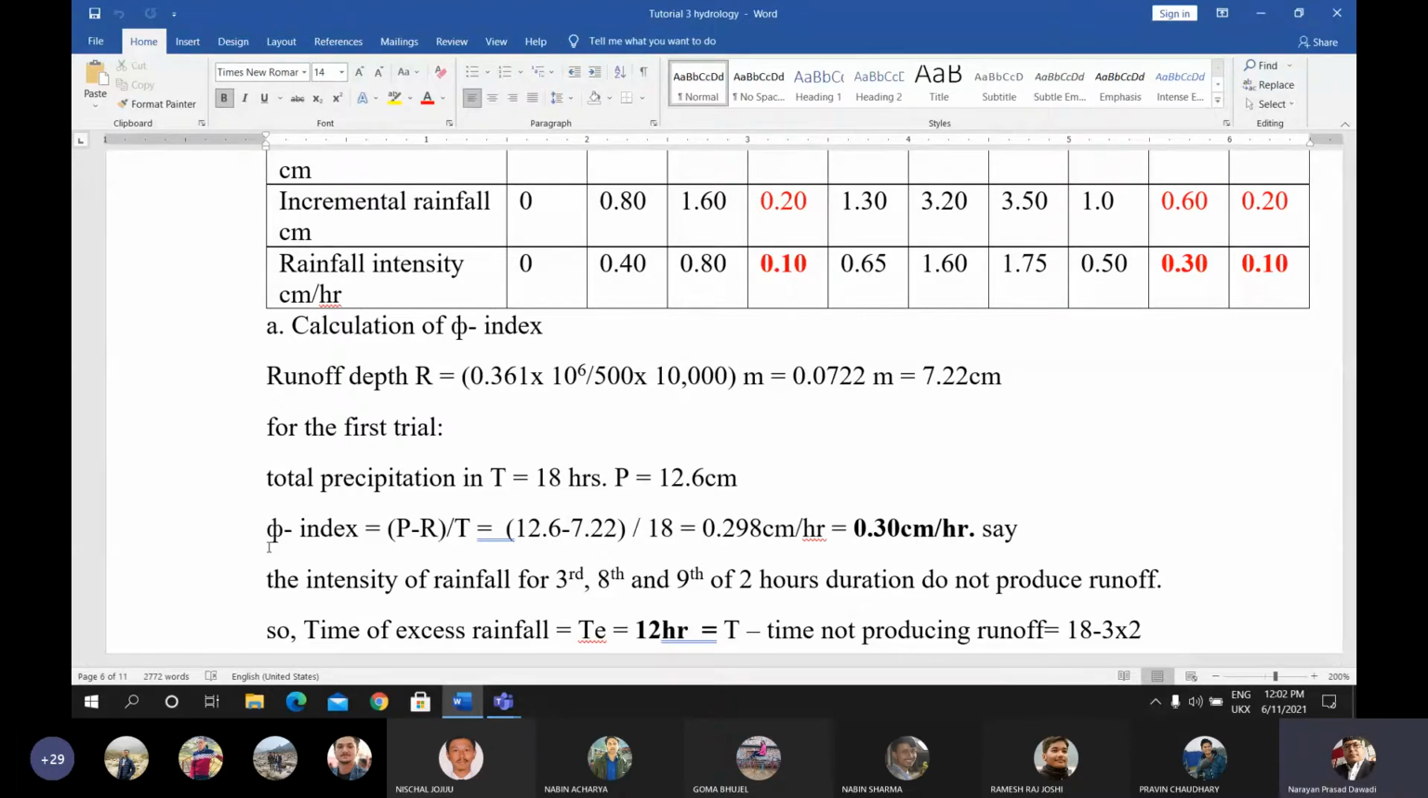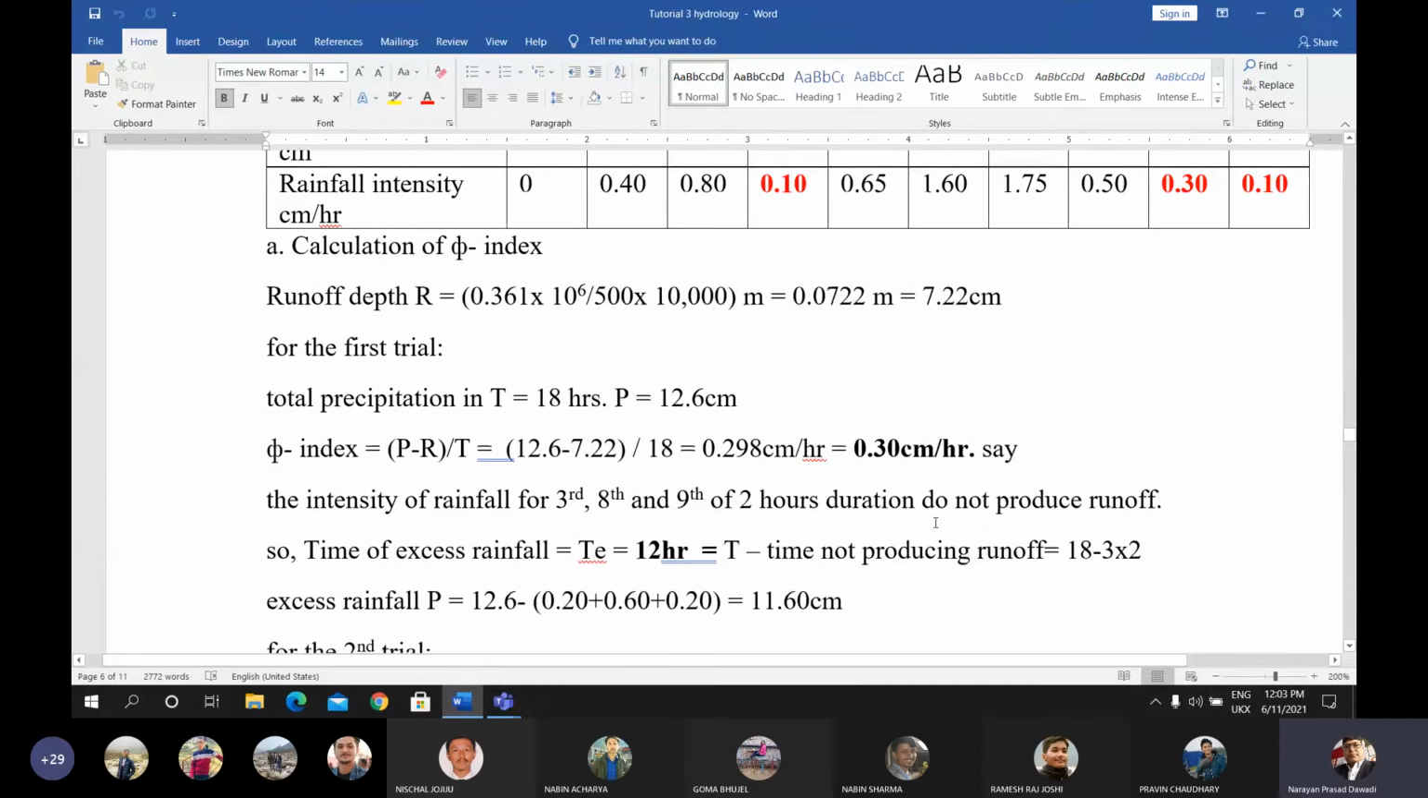Phi index equals P minus R divided by T. P is 12.6, minus R, which is 7.22, divided by time, considered as 18 hours. That's 5.38 divided by 18, which gives the value of 0.298 centimeter per hour. It is nearly equal to 0.30 centimeter per hour. So the phi index value is 0.30 centimeter per hour.